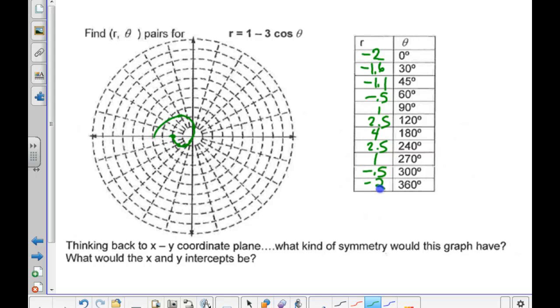240, which is 180 plus 60 is this guy. We're at 2.5. 1, 2.5. Okay. 270, we're at 1 unit out. 300 is this one, right? Backing up a half a unit, so we're over here again. And 360 is back to this line, but we're backing up 2, which is actually here. Okay. This is the shape we're getting.